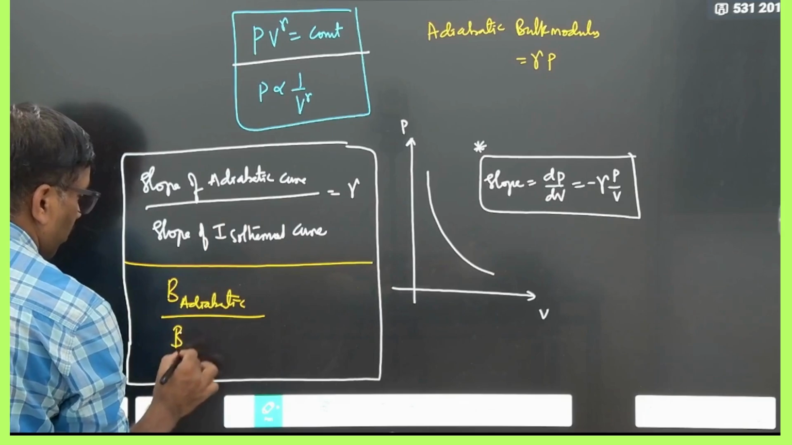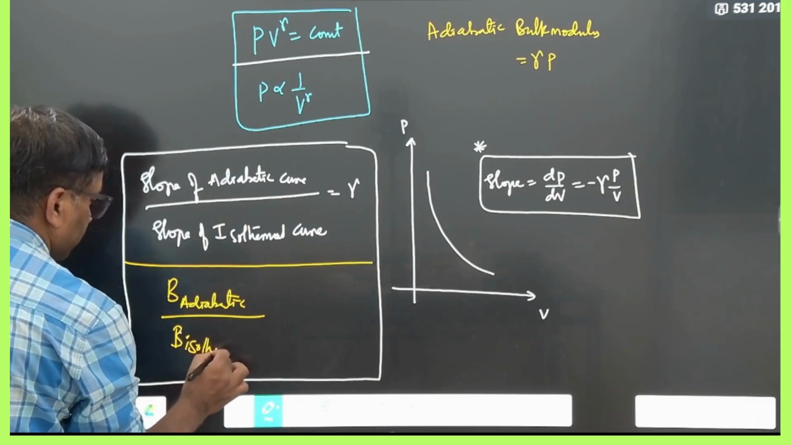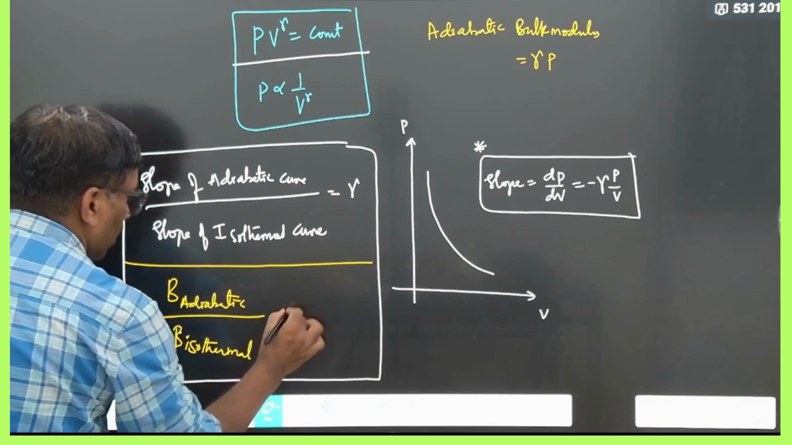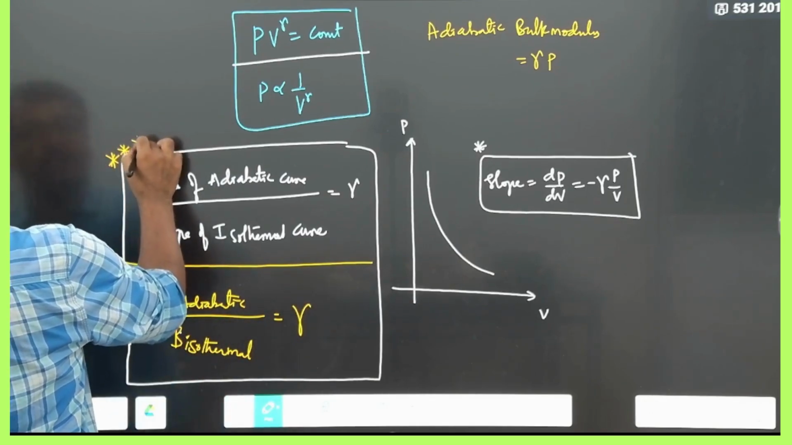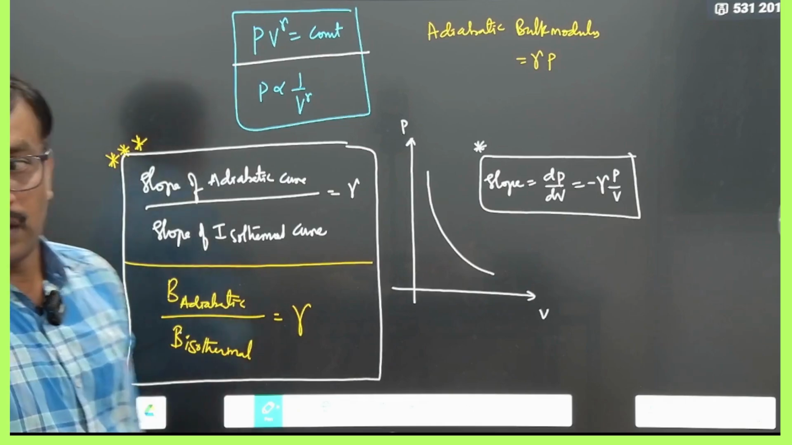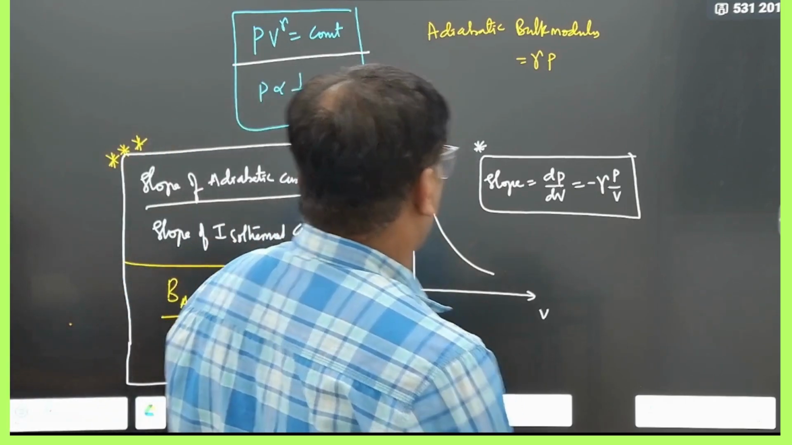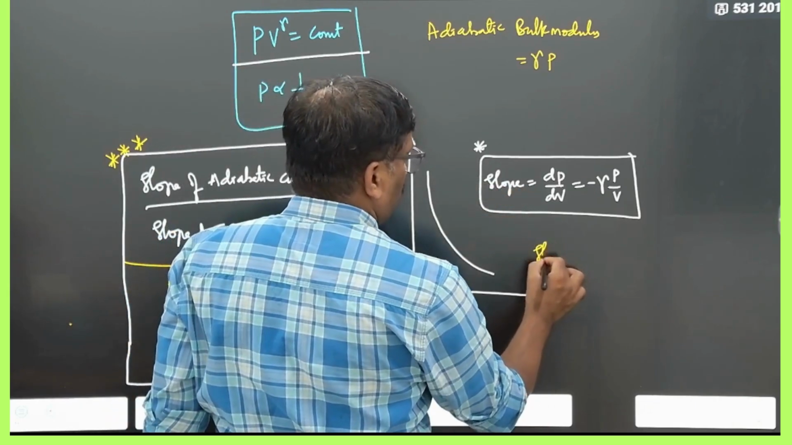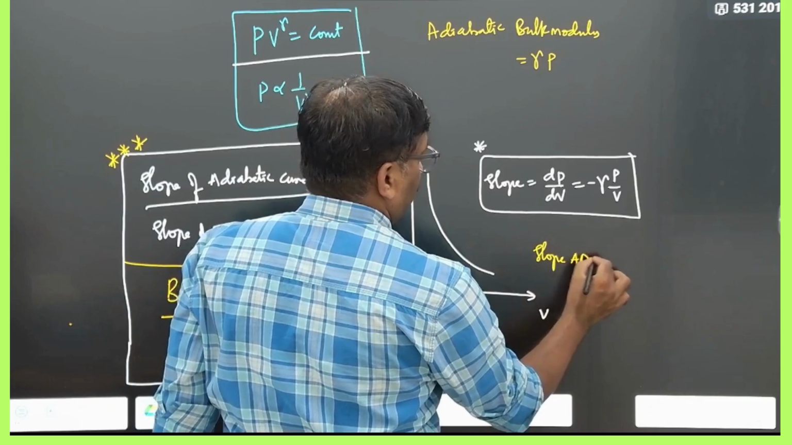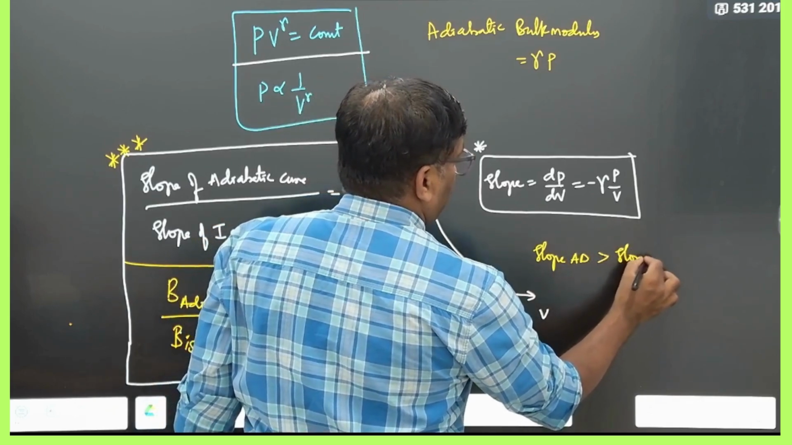by the bulk modulus of isothermal. If you find this ratio, you will also get gamma. This type of question is frequently asked in the examination. Now, you know that the slope of the adiabatic curve is greater than the slope of the isothermal curve.